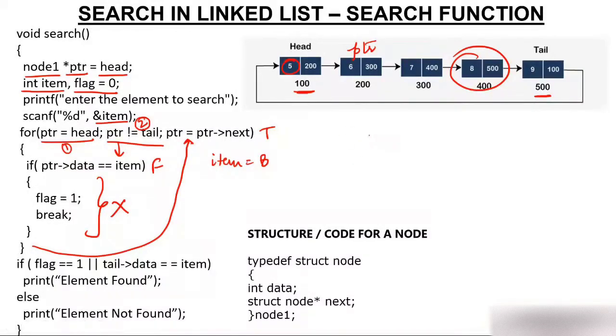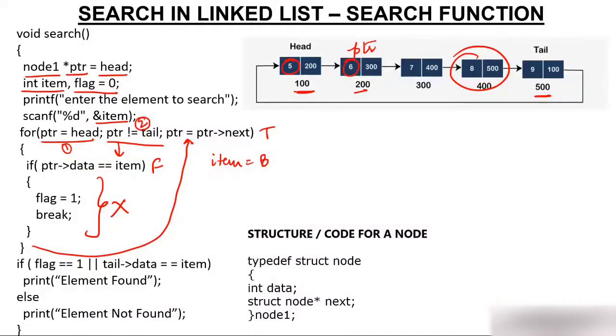What is PTR? 200. Is PTR not equal to tail? Yes, PTR is 200. And what is tail? 500. The condition again became true. I'll again come inside. I'll check PTR data. What is PTR data? 6. Is PTR data equal to item? Is 6 equal to 8? No, the condition became false. I'll not move inside.